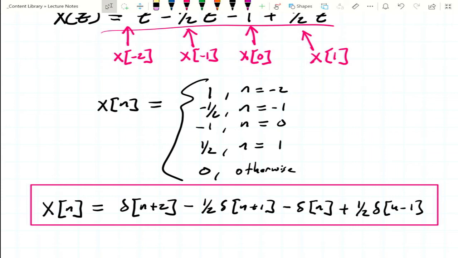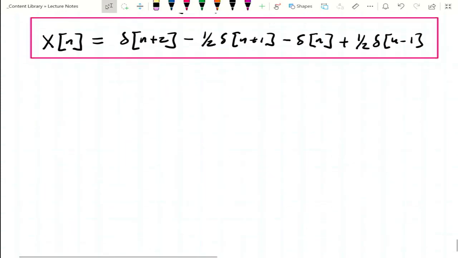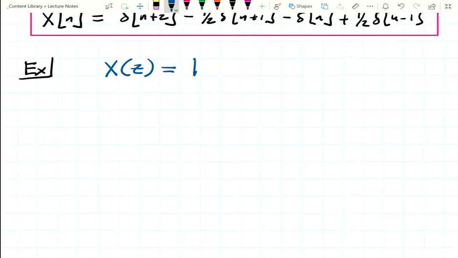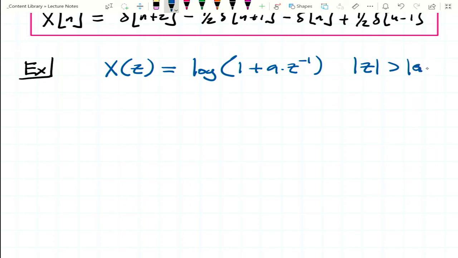Okay. So, it's not always as easy though. Let's do another example, because sometimes the series expansion isn't always quite so obvious. Let's say, for example, that we have x of z is equal to log of 1 plus a times z to the negative 1. We say that the region of convergence is the magnitude of z has to be greater than a.